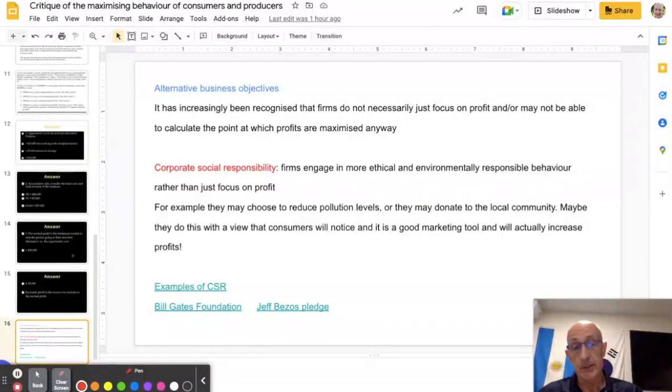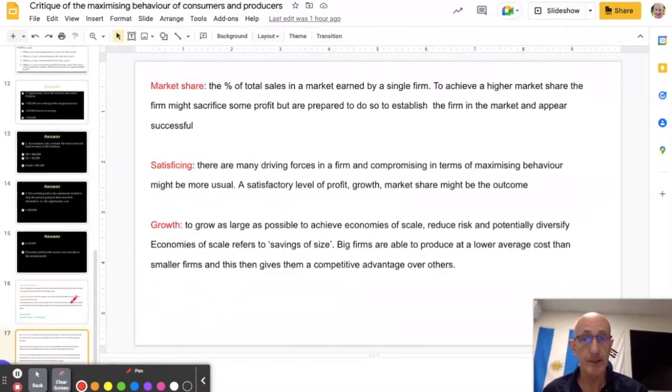But what the subject guide does look at are alternative business objectives. So other than profit maximisation, will firms try and do something else? Well, the answer is yes. They might be looking at corporate social responsibility a lot more, increasingly these days, environmentally responsible behaviour that is not necessarily profitable. Firms do that a lot. And then there are three others here.